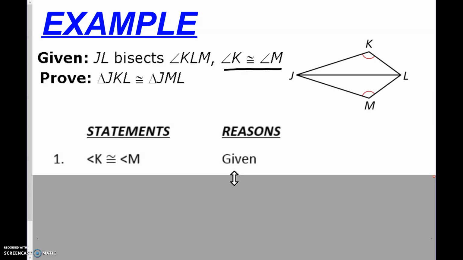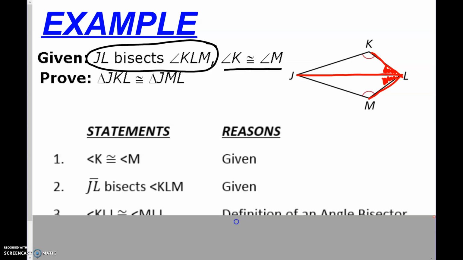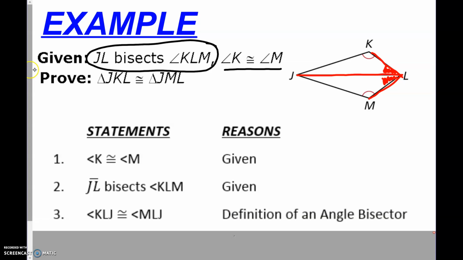All right, so the second step is now we're going to put this information into your proof. So JL bisects angle KLM. All right, why did they tell us that this segment right here is going to bisect this angle? What does that mean? Okay, it's bisecting an angle. So doesn't that mean that this angle right here is going to be congruent to this angle right here by definition of an angle bisector?